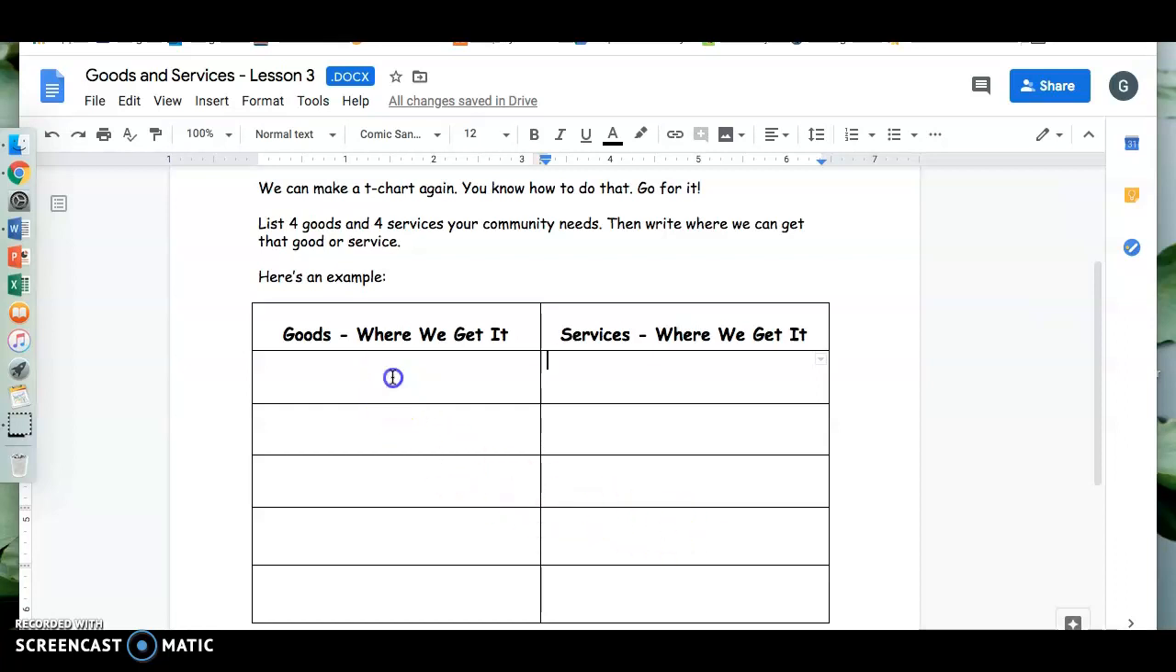For example, goods. You know what we all need? We all need food. We get food at supermarkets and restaurants. Actually, some people also get food at food banks. I'm going to write that too.